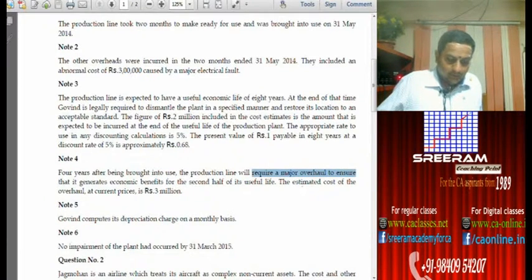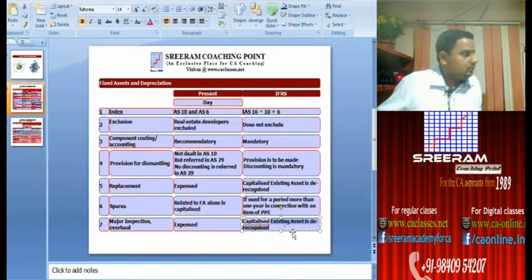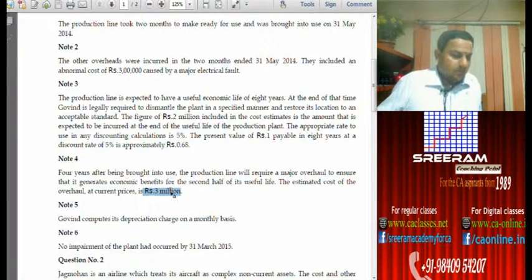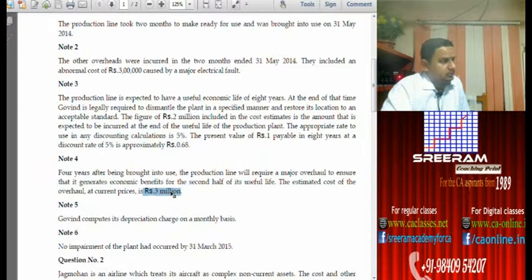Regarding major overhaul expenditure, here we have been told we need to de-recognize the existing asset and the new asset will be capitalized. So after 4 years, whatever we are going to replace, that particular portion's present value is 3000. So the present part in that main asset will be useful only for 4 years. After that, we need to replace it or do some major overhauling.